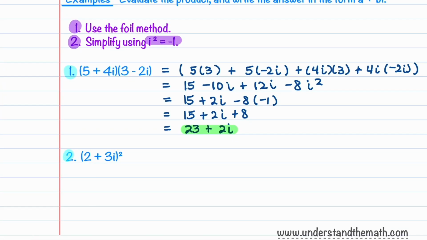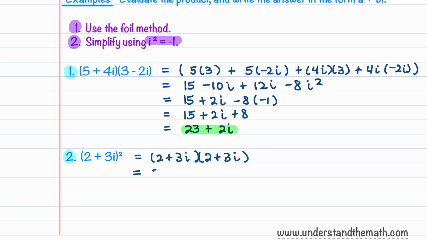Let's now look at another example. I wanted to include this one because it might not seem obvious right at first what to do. When you have a complex number that's squared, in order to evaluate it, you can just rewrite it as two complex numbers multiplied together. So this is 2 plus 3i times another 2 plus 3i. Now we can go ahead and use the FOIL method.